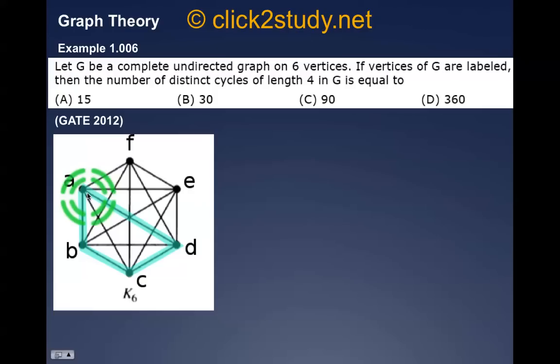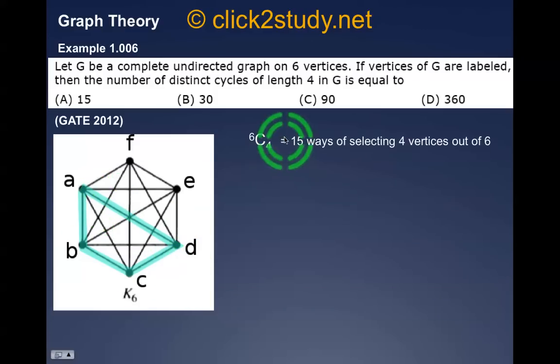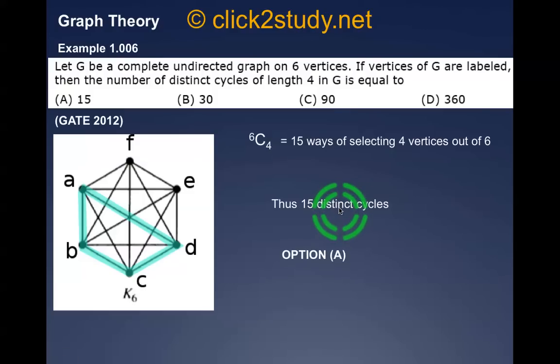So how do I find a cycle of length 4? Out of these 6 vertices, I choose 4 vertices, and that will be a distinct cycle. So out of these 6 vertices, I can choose 4 vertices in 6C4 ways, which is 15 ways, right? I can select 4 objects out of 6 objects in 6C4, which is equal to 15 ways. Thus there will be 15 distinct cycles, and option A.